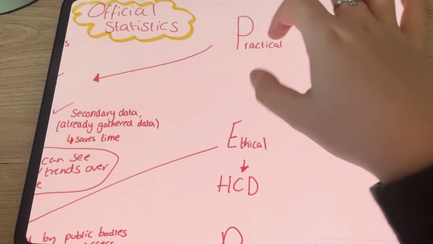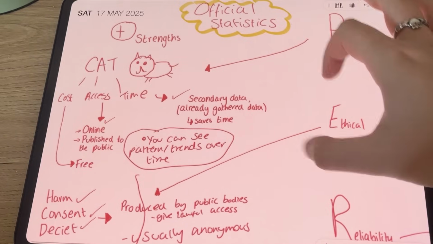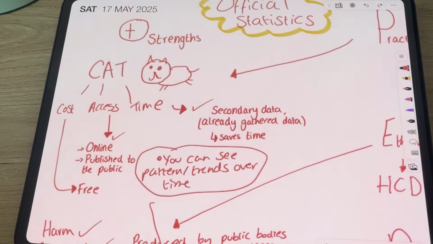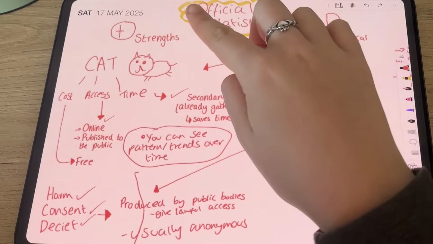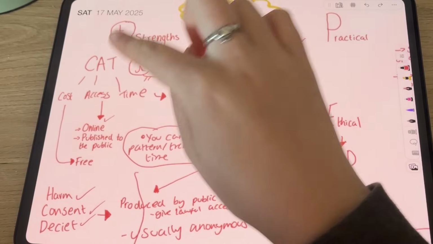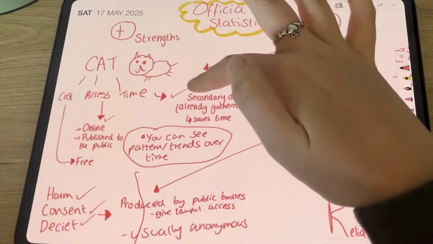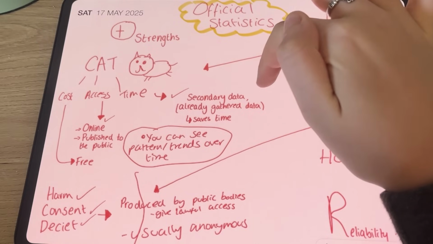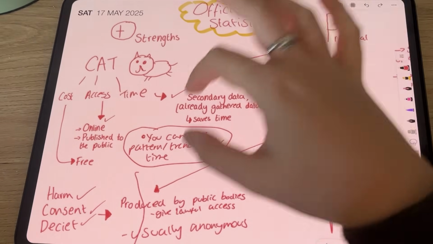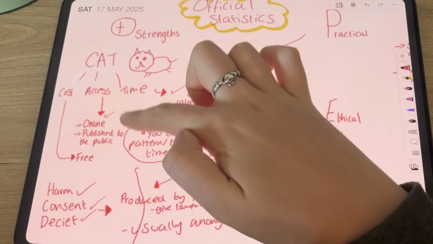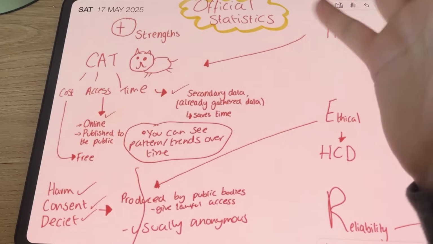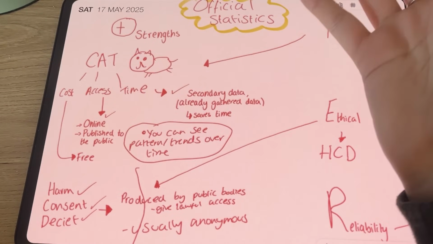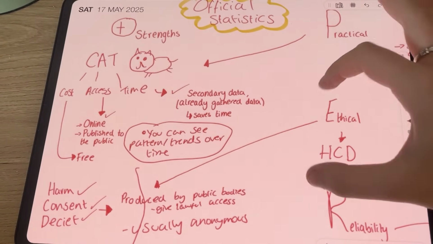So we're going to start with practical. Well, the strengths. A way to remember this, I always think CAT. So here's my beautiful picture of a cat. And when you break it down, it stands for cost, access, and time. So the time is good because it's secondary data, so it's already been gathered, which ultimately saves time. Access, well, it's online and it's published to the public, so we can retrieve the data that way. And the cost, well, it's free, so that's how it's practical.